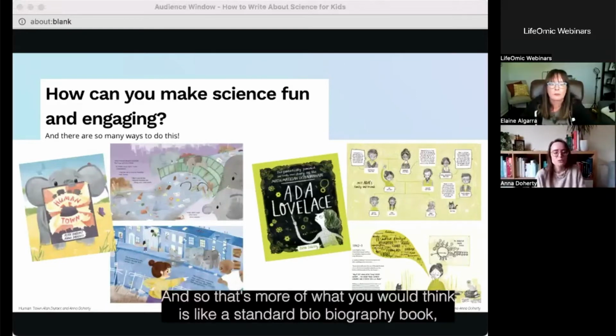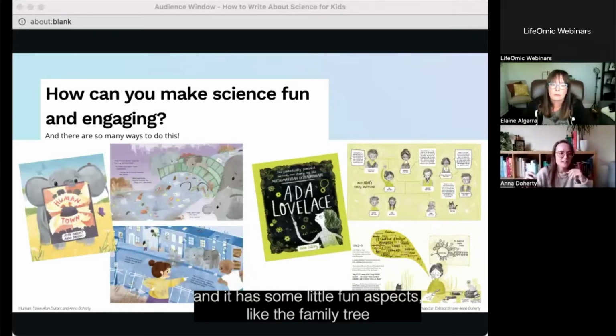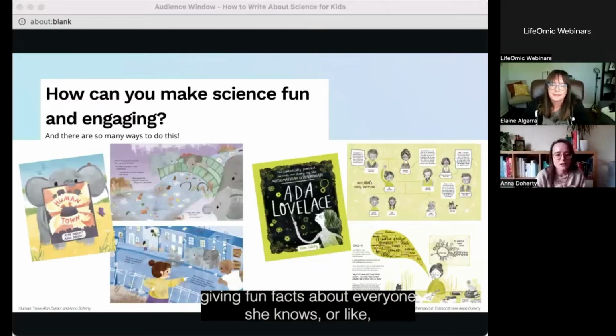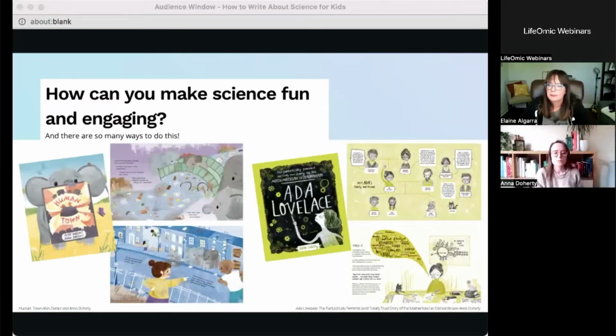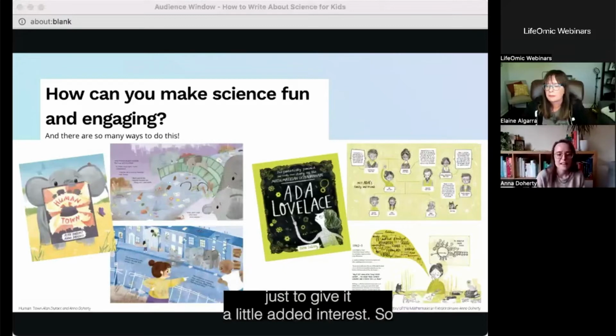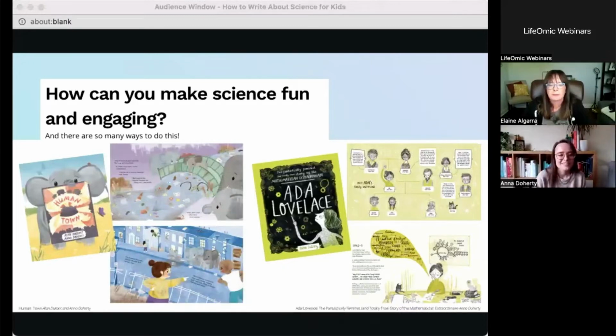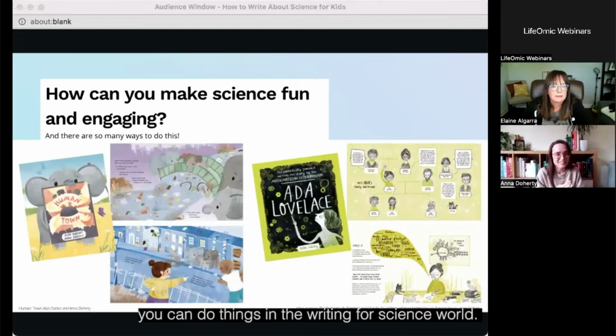And so that's more of what you would think is a standard biography book, where it goes through the story of Ada Lovelace's life, and it has some fun aspects like the family tree giving fun facts about everyone she knows. I don't know whether you'll be able to see, but there's a quote from the actual Ada Lovelace on the bottom page, which is in a different font, just to give it a little added interest.